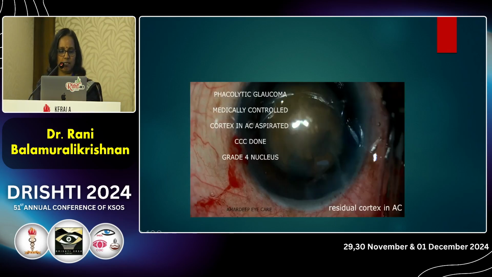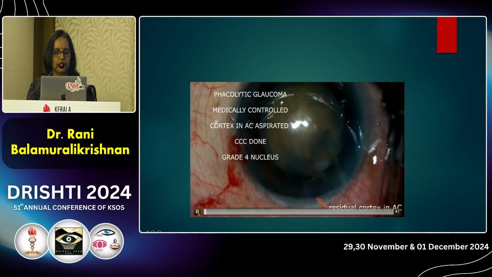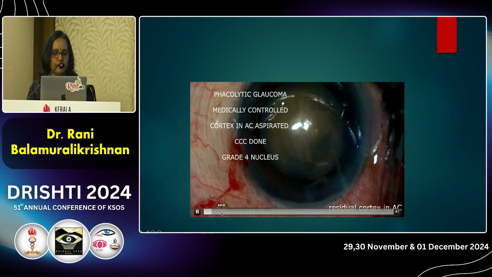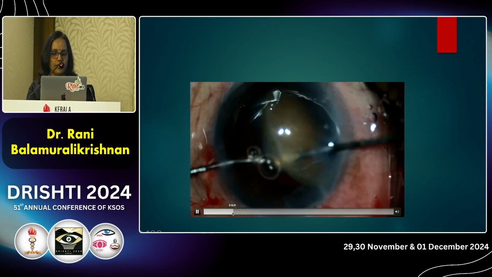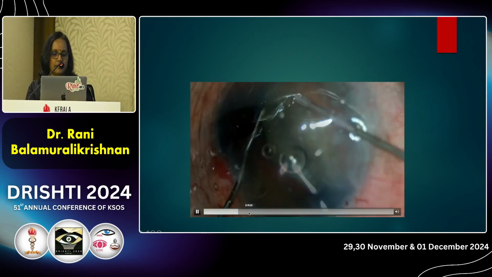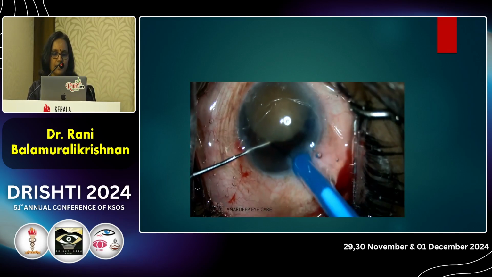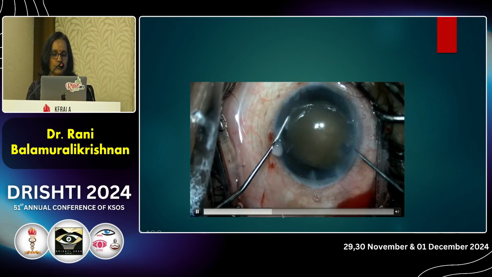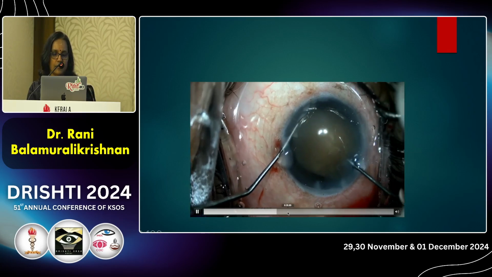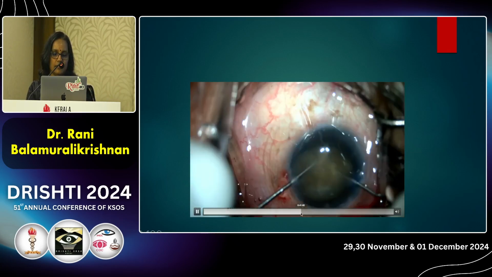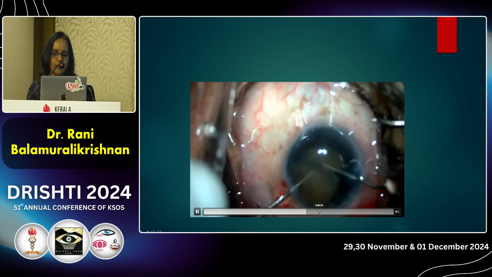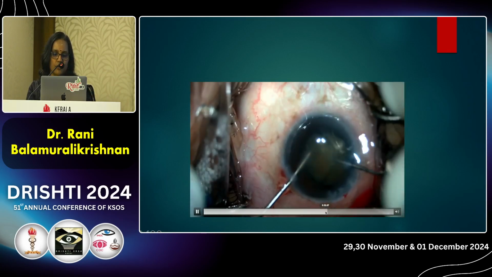So this is another case of phacolytic glaucoma, which is medically managed. Cortex in the anterior chamber is aspirated. Here we could perform a CCC. A grade 4 nucleus is there, and it is prolapsed into the anterior chamber, and an IOL scaffolding is done. This will protect the zonules as well as the posterior capsule. You can do a pre-chopping in the anterior chamber and remove the fragments with the help of phaco.